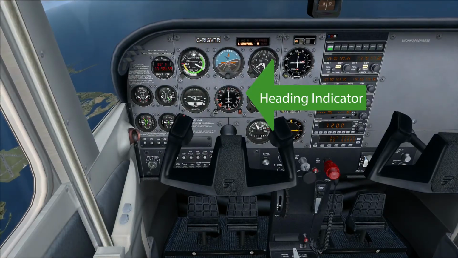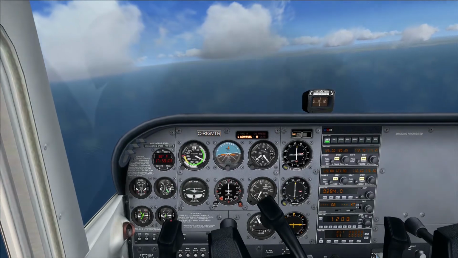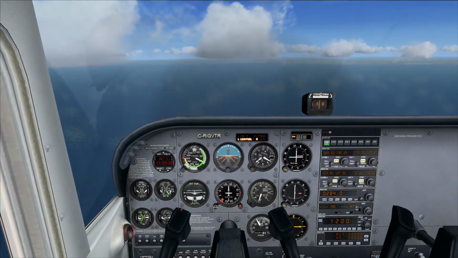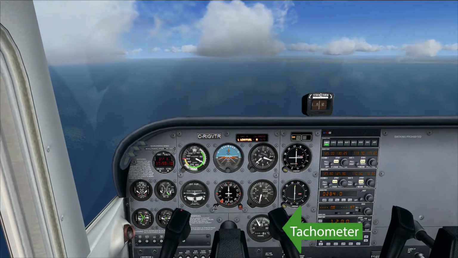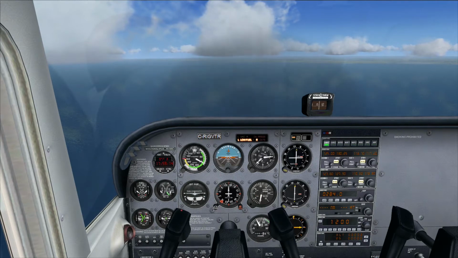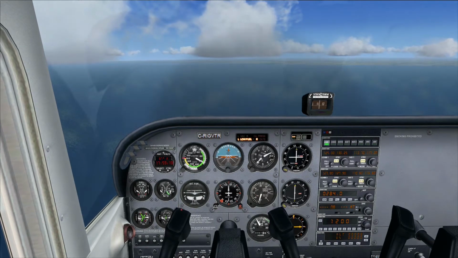Heading tells you what horizontal direction you're heading in. This compass works on the basis of magnetic north, meaning it points towards the North Pole. Tachometer tells you how hard you're making the engine work. On a Cessna 172, it gives you an RPM reading, and right now we're at 1,500 RPM.